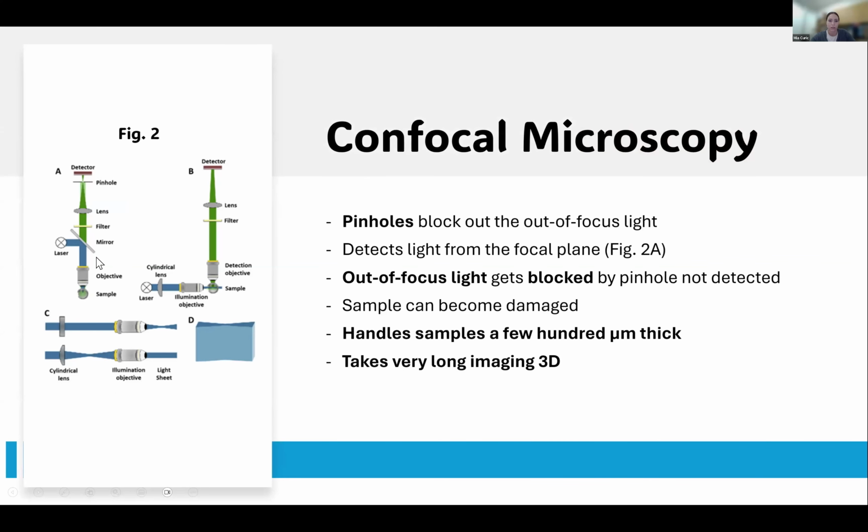Just a little background on confocal. It uses pinholes to block out of focus light, and it detects light from the focal plane, which we can see in 2A. Out of focus light gets blocked by the pinhole, but the sample still gets damaged. It handles samples that are only a few hundred micrometers thick, and it takes very long for 3D imaging.